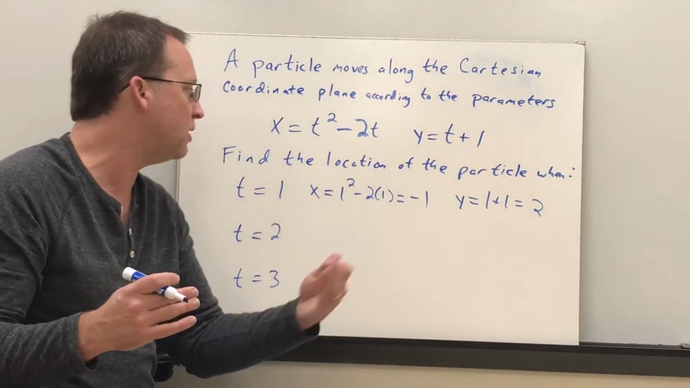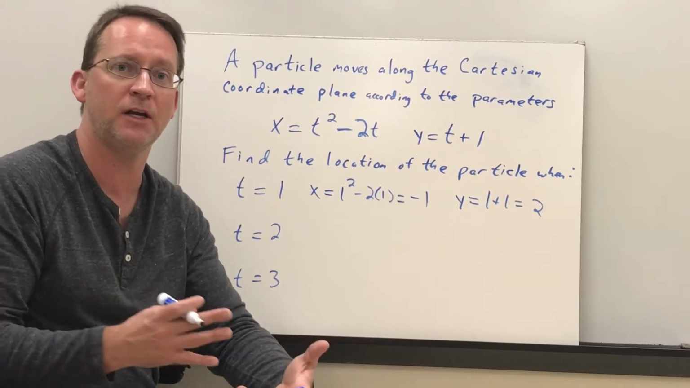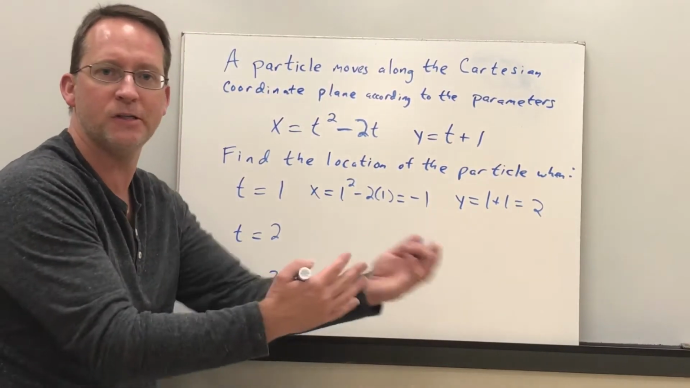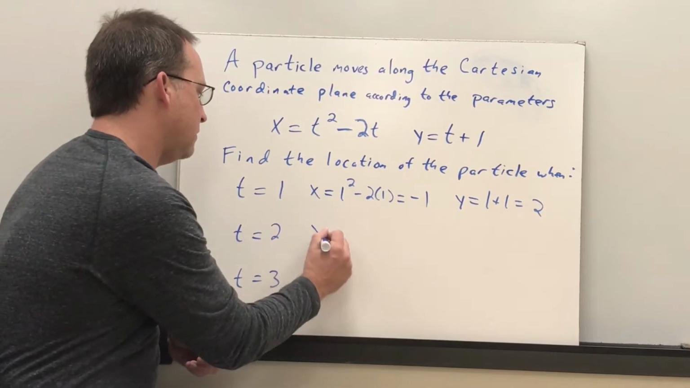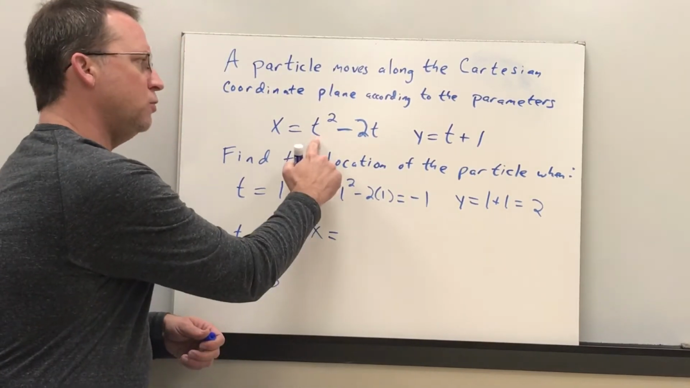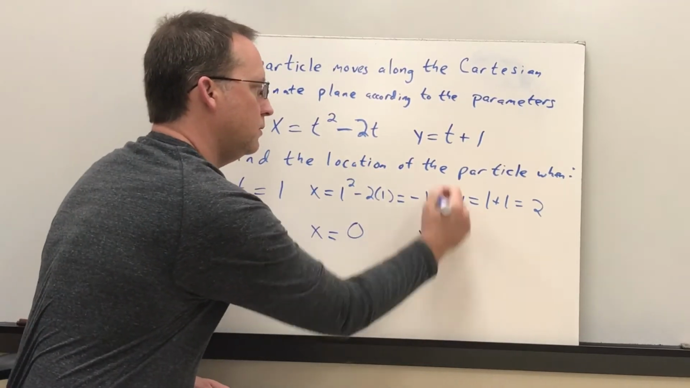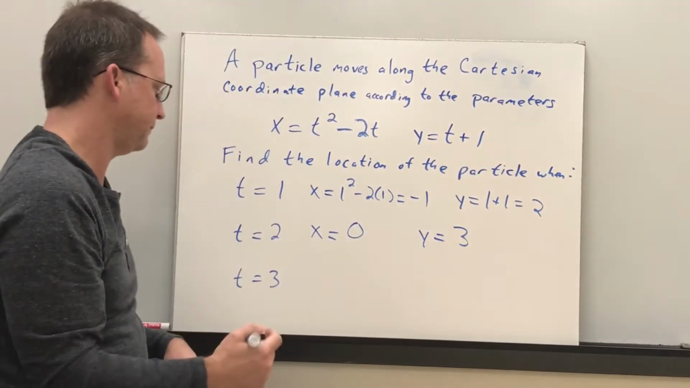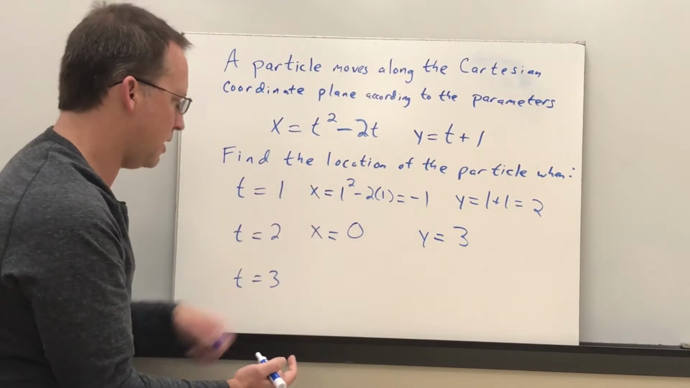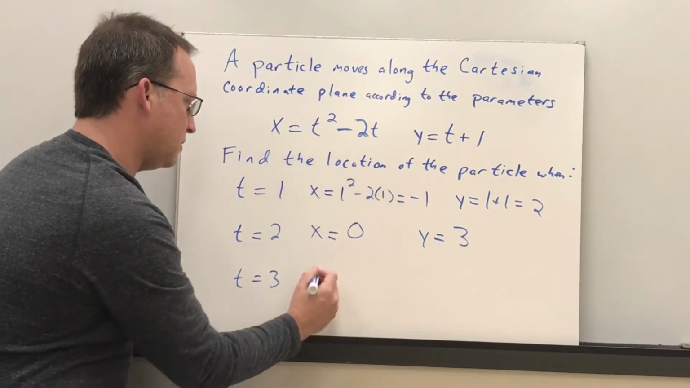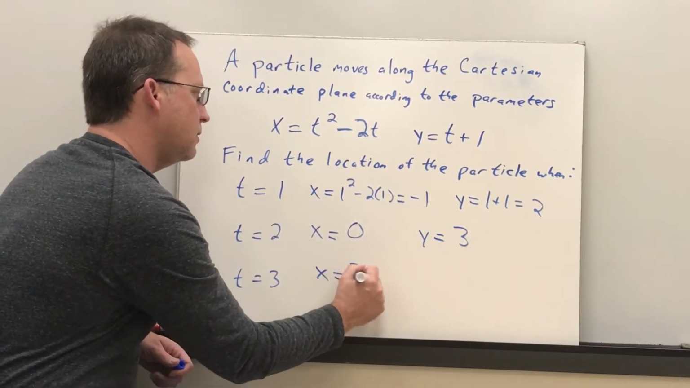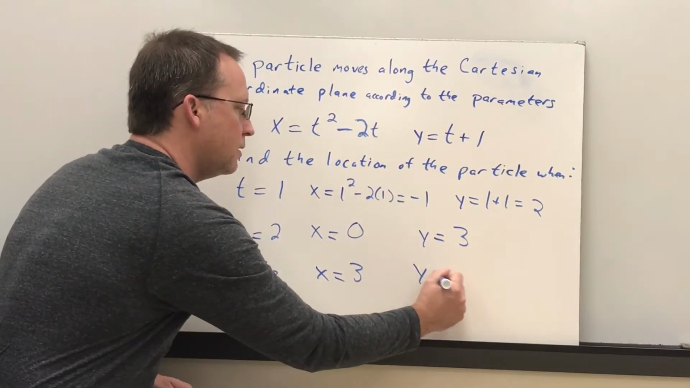But if you are looking just for the location of the particle at any point in time, it's a simple substitution and find a value for it. So when t equals 2, 2 squared minus 2 times 2 is the x coordinate, and 2 plus 1 is the y coordinate. When t equals 3, 9 minus 6 would be 3, and 3 plus 1 would be 4.